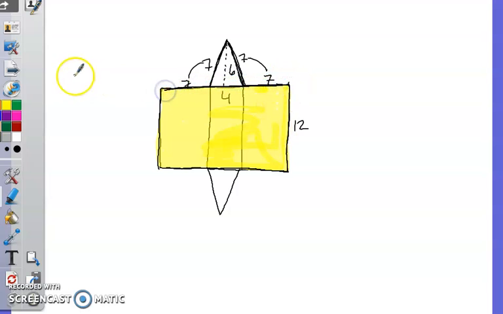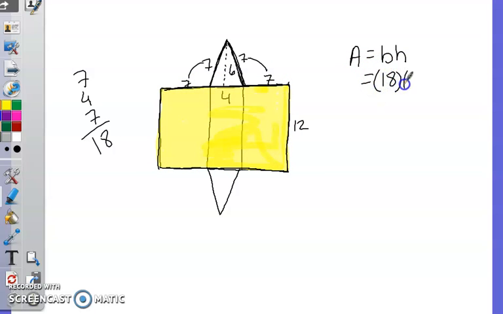4 plus 7. 7 plus 4 plus 7, okay? 7 plus 4, 11. 11 plus 7 is 18, okay? And then I would do A equals BH because that is area of a rectangle, okay? So I would do 18 times 12. Or you can do it in parts. You can say, okay, well, this one right here, this is 12 times 7. 12 times 7, 84.